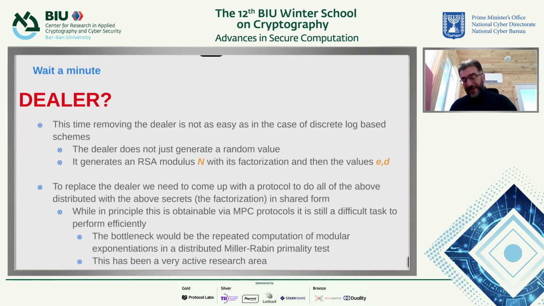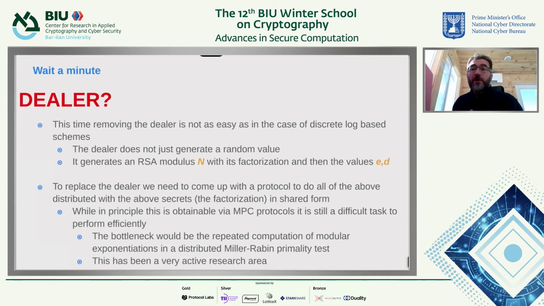Now, if DKG is already a sore point when it comes to discrete log, it is even more of a problem when it comes to RSA. And the reason is that removing the dealer is not as easy as in the case of a discrete log based key. Here, the dealer is not just generating a random value. It generates two random primes, multiplies them together, keeps the factorization secret, and then has to generate the values E and D. To replace the dealer, we have to come up with a protocol that does all of the above with the secrets shared among the players.